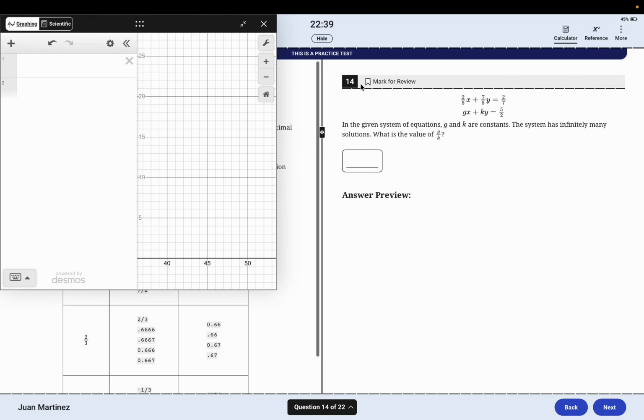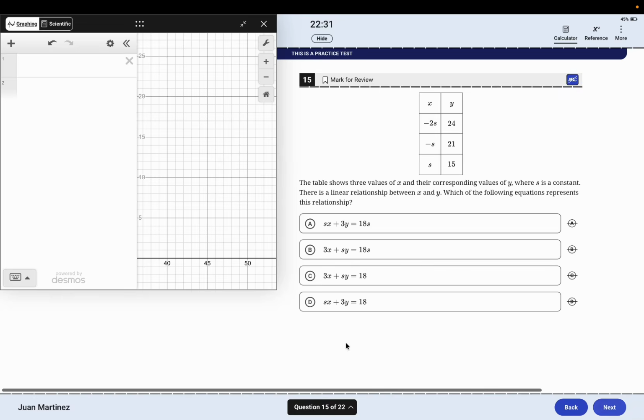This one I'll kind of have to do some rearrangement, but I'll come back to that one for now. This one, the table shows 3 values for... Okay, so this one seems hard because you have constants in your x's, but it really isn't if you know what to do.